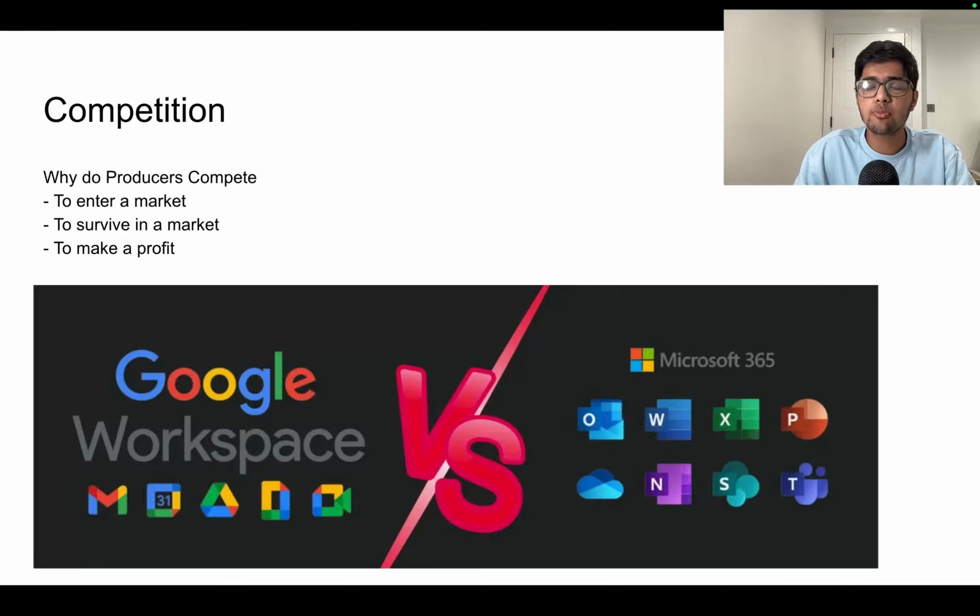Why do producers actually compete? There are 3 main reasons, and these are required by the specification: to enter a market, to survive in the market, and to make profit in a market. For example, Google Workspace and Microsoft have competed their entire lifetimes, and they compete for these specific reasons.